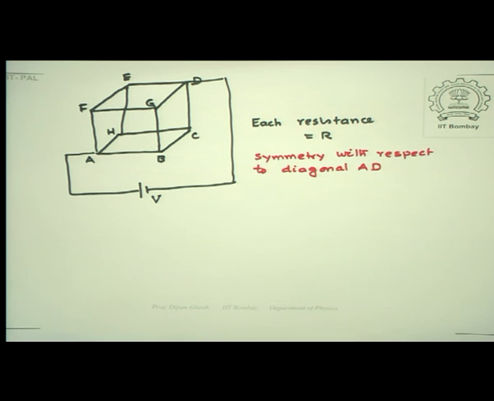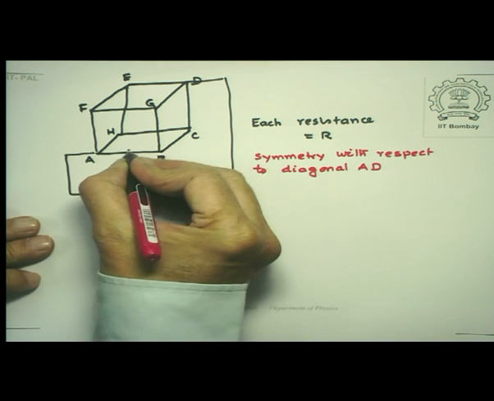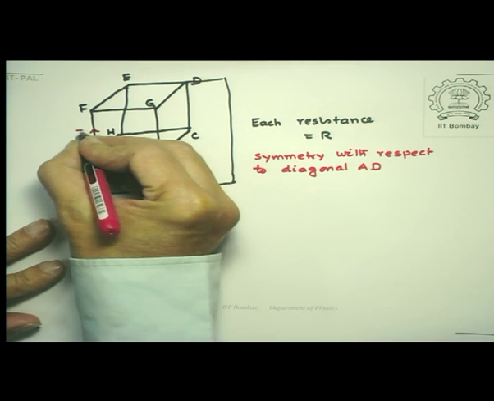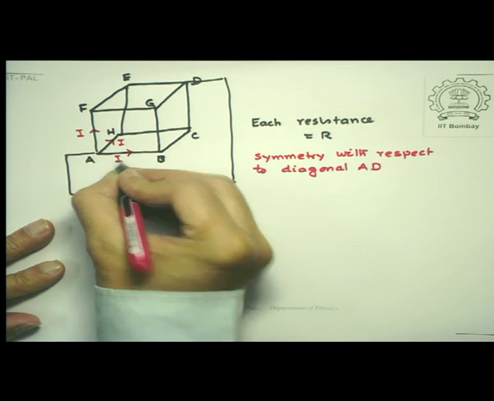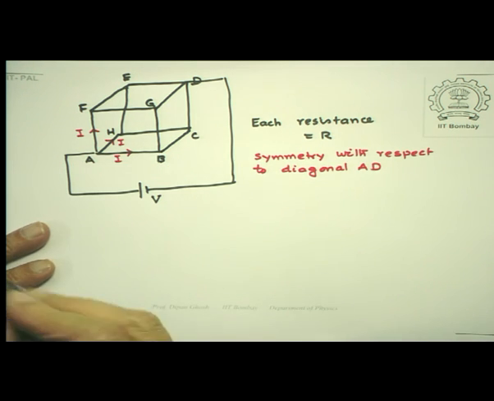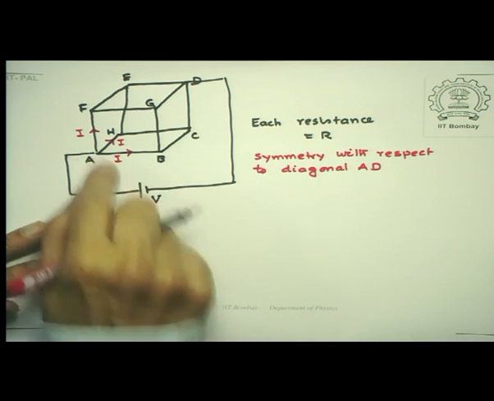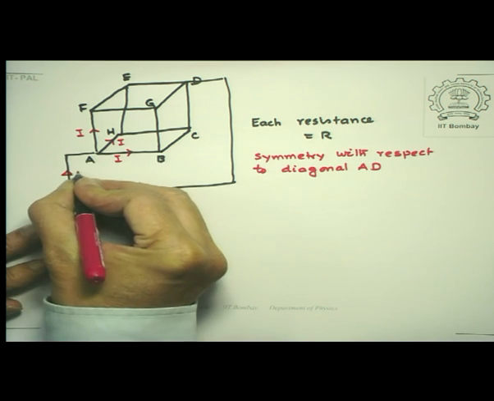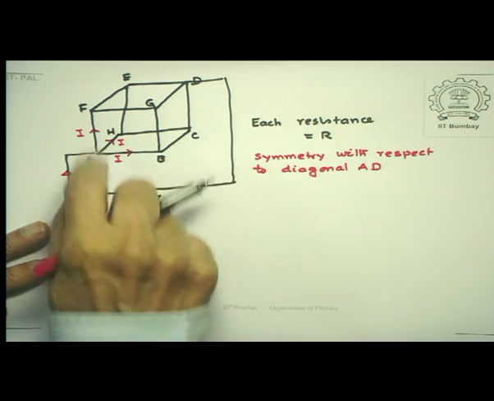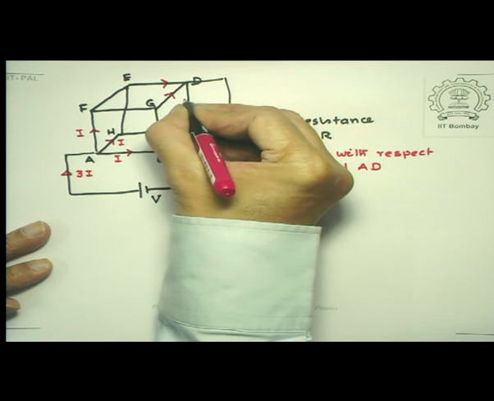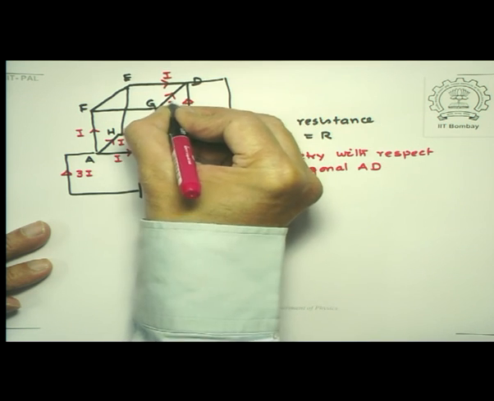Now that tells me that the current that is distributed in each such arm must be equal. So let me take these three currents to be equal to I each. So this is I, this is I, this is I. Now likewise, these are the currents which are going out of the point A distributed as I, so that the battery is actually supplying 3I. And these currents will be entering the point D, so these which are entering the point D should also be I each.